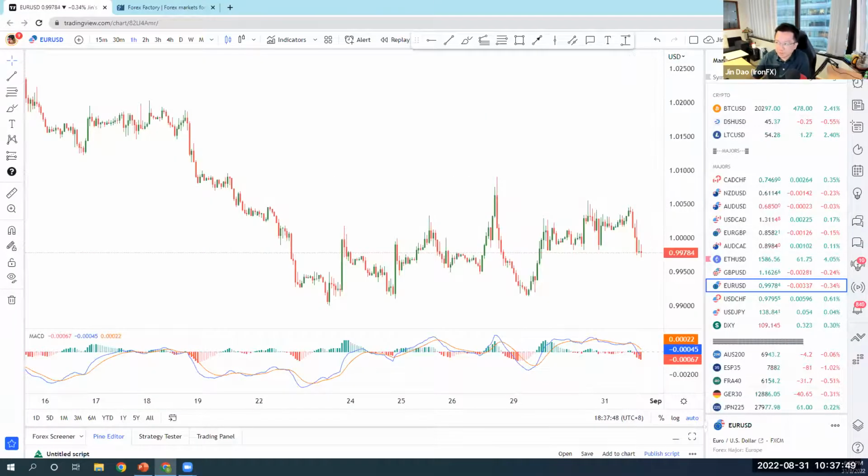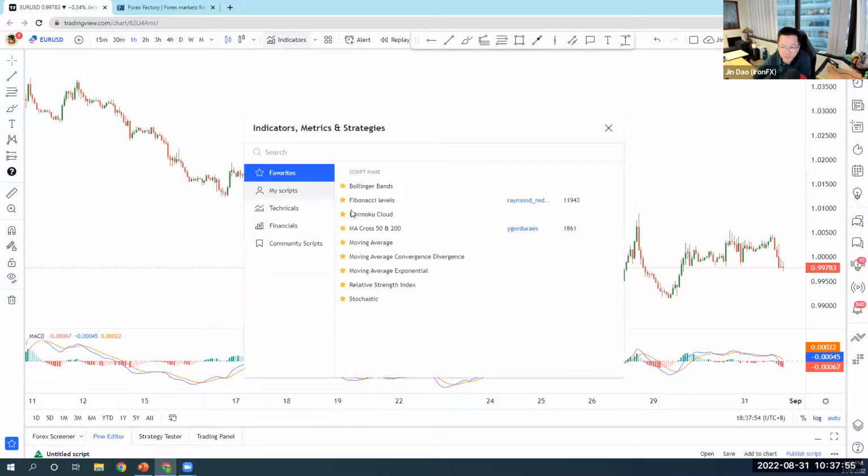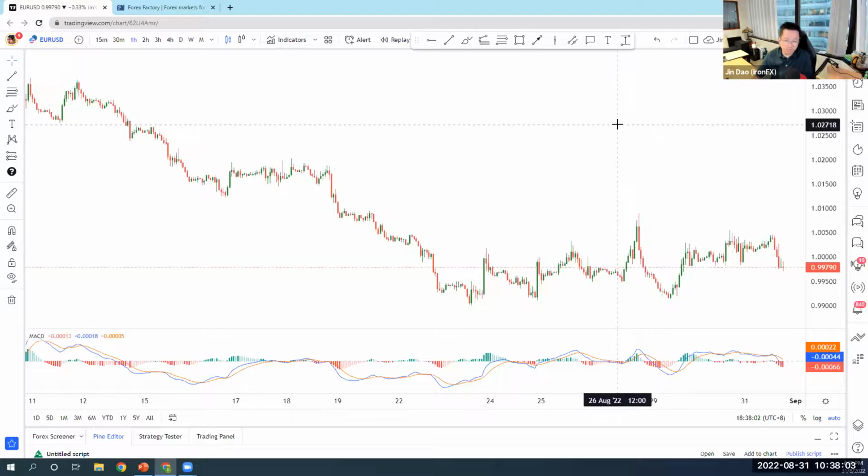Okay, so to share with you here, how do you apply that onto your chart? If you're using TradingView, you can go into indicators. You can find moving average convergence and divergence there. If you are on MT4, then you can go into the indicator section. You'll find the MACD there as well, and then you can just drag it in. It's one of the indicators that you can drag into your charts.